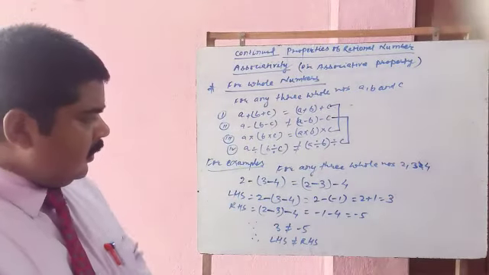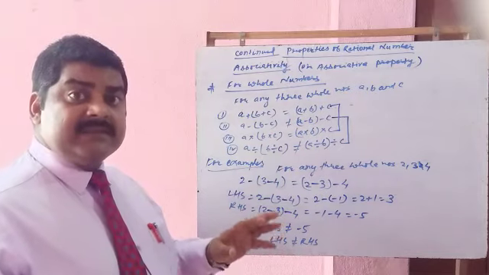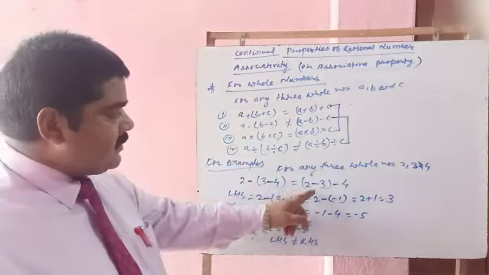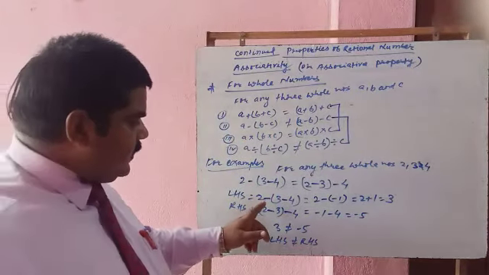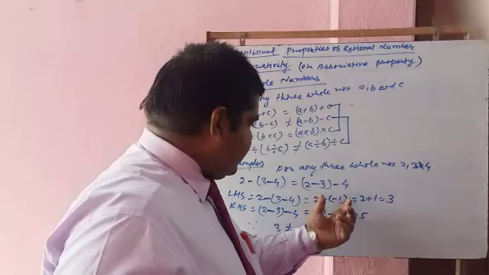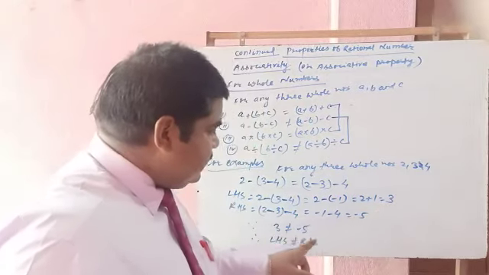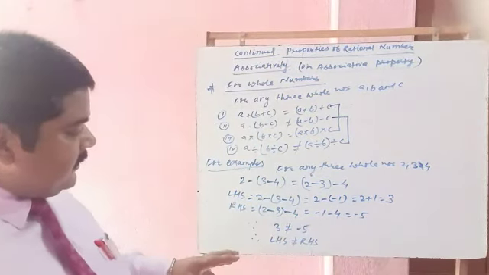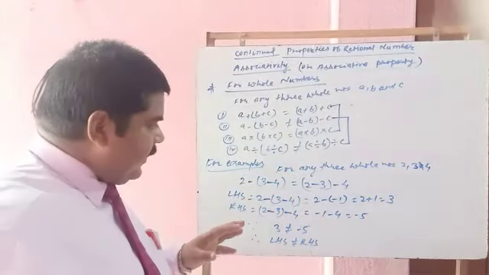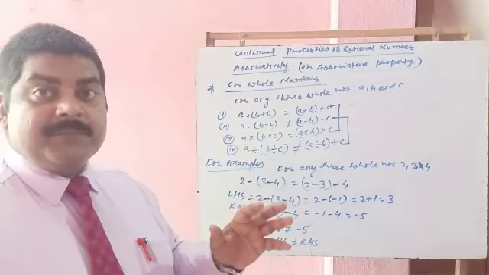So for any whole numbers, it is verified. For subtraction, I have taken the same example, but I have changed the sign from plus to minus. What do you observe? When you calculate, the value of LHS is equal to 3, but RHS is minus 5. Since 3 does not equal minus 5, LHS is not equal to RHS. This verification tells us that it is not associative for subtraction.